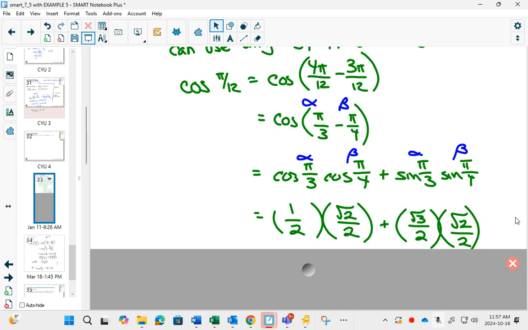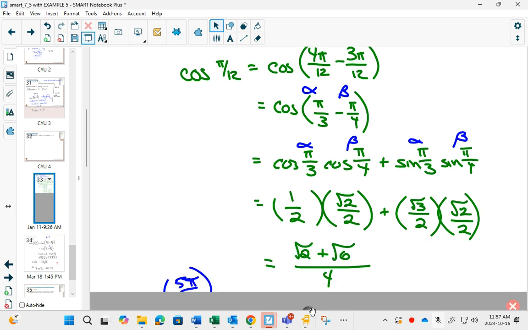Now we have exact answers. The last thing you have to do is just combine things to a single fraction. So I can multiply those fractions first, and they'll both have a common denominator of 4, so I'll have root 2 plus root 6 all over 4.